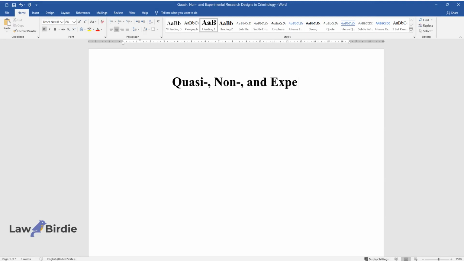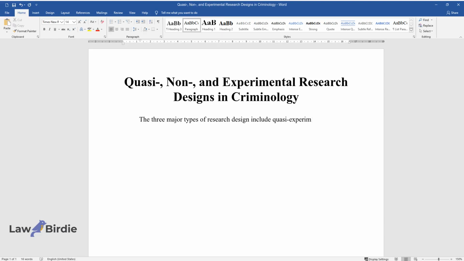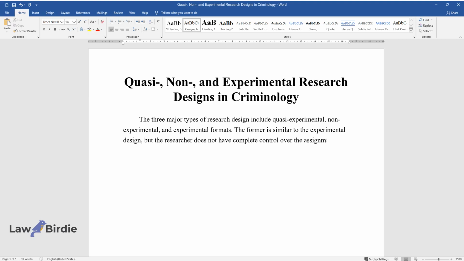Quasi, non, and experimental research designs in criminology. The three major types of research design include quasi-experimental, non-experimental, and experimental formats. The former is similar to the experimental design, but the researcher does not have complete control over the assignment of subjects to the experimental or control group. Quasi-experimental designs are often used in field settings where random assignment is impossible.